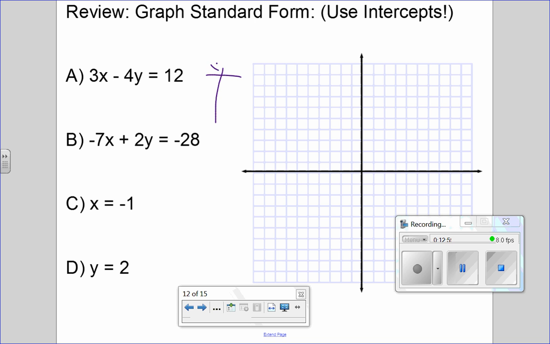So let's just do part A real quick. We're using the cover-up method to get our intercepts. If I cover up x, it's -3, thank you. And if I cover up y, it's 4, thank you. So 0, -3 is here, 4, 0 is here, and you connect.